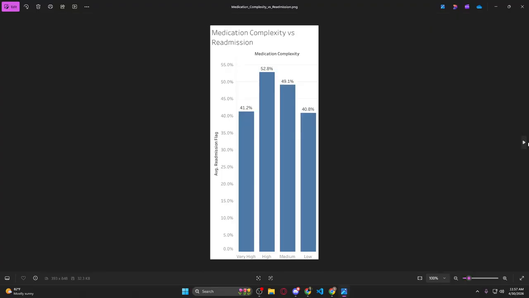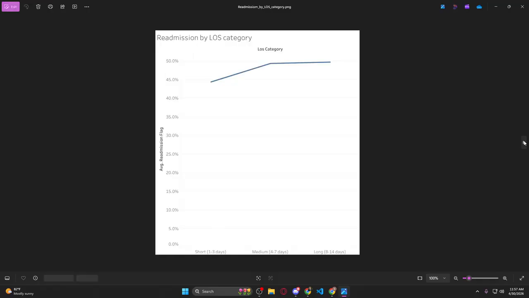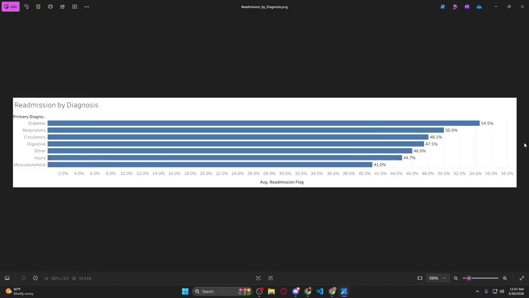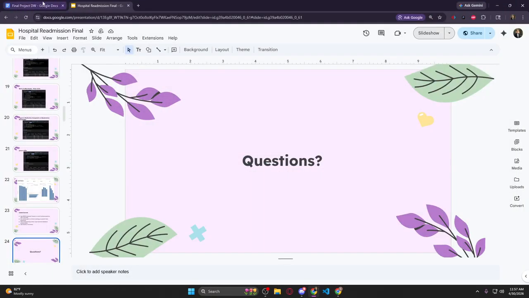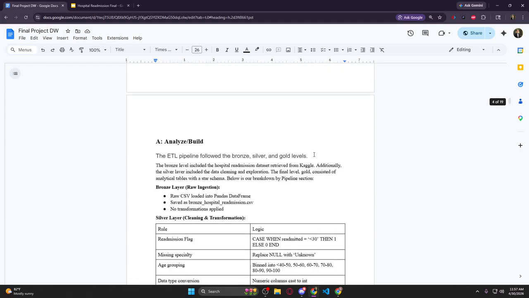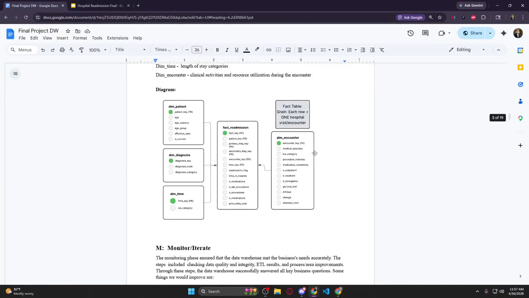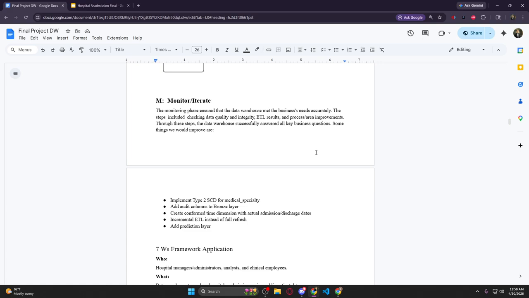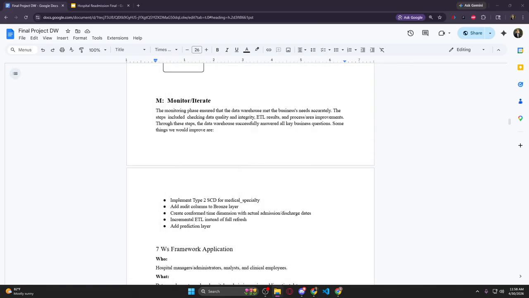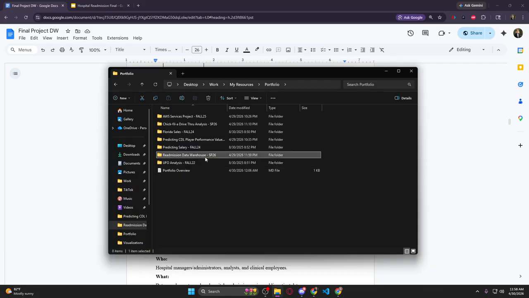We're going to just go through these graphs individually, just so you could see it a little better. And then I'm going to show you the report that we wrote. I'm going to scroll down. Feel free to review this in the portfolio folder. Here, let me pull it open. It's going to be underneath Readmission Data Warehouse Spring 2026.